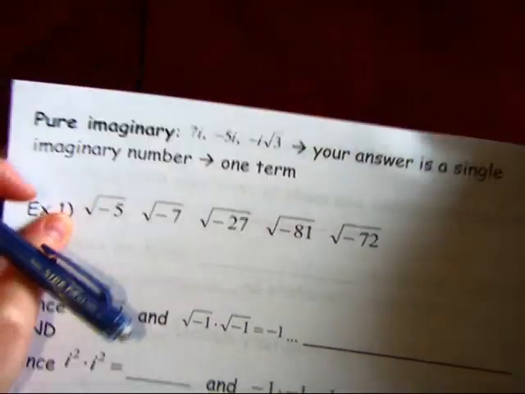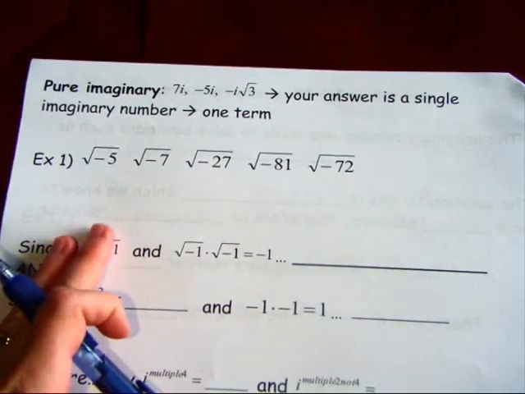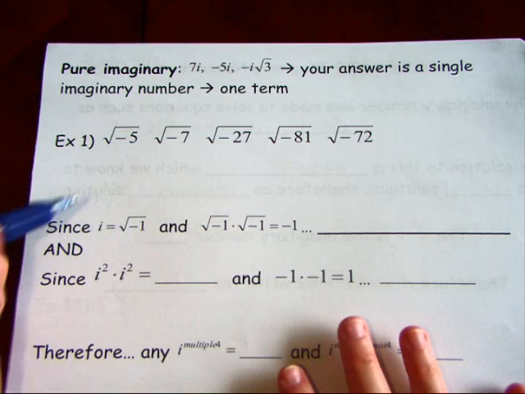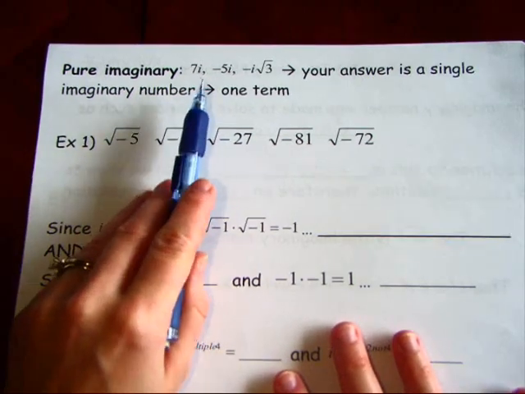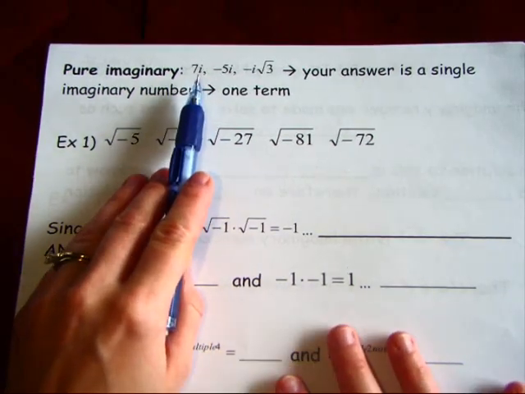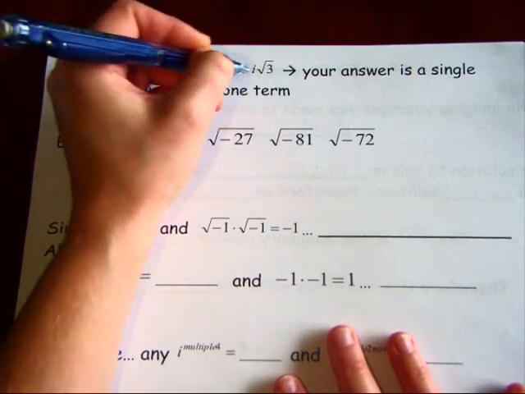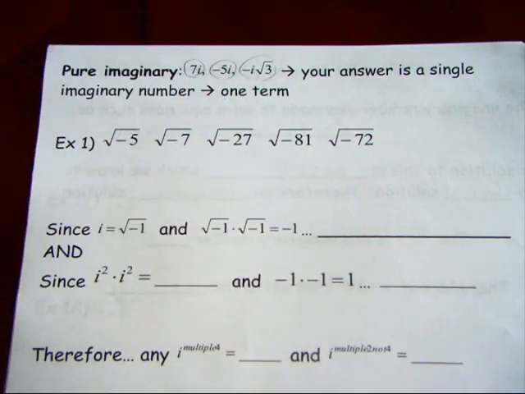Now, there are different types of imaginary numbers. The first one we're going to talk about is something called a pure imaginary number. A pure imaginary number just means that the number is just imaginary. There's nothing being added or subtracted. Look, it is a single term. Each of those things in circles is one term, and they're each a pure imaginary number.